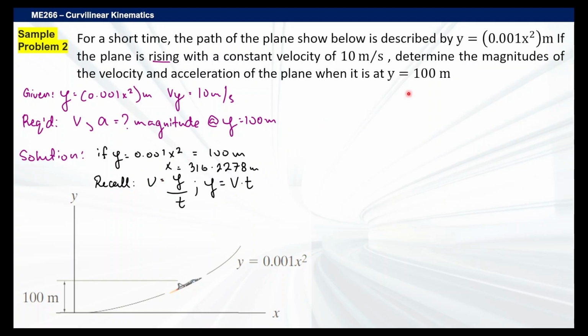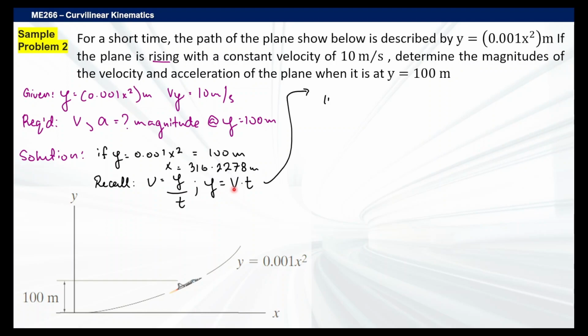We can still represent this with respect to time, but we still have to solve it. So if you recall, y equals 0.001 x squared. There's also y at 100 meters. So we can get x here at 100 meters, which is 316.2278 meters. Okay, so we now both have yung x and y values natin dito. And recall yung velocity is simply the ratio ng position over time. We can rearrange the equation as y equals vt. And in this particular setup, we can actually determine time.